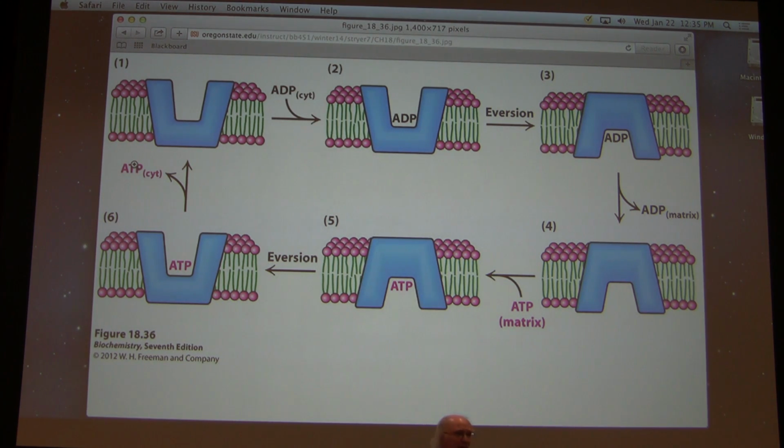Yeah. So the only thing available is a concentration gradient. So again, this is going to be driven by high ADP levels inside, high ATP levels outside. You're going to swap. So yeah, that's exactly the driving force.